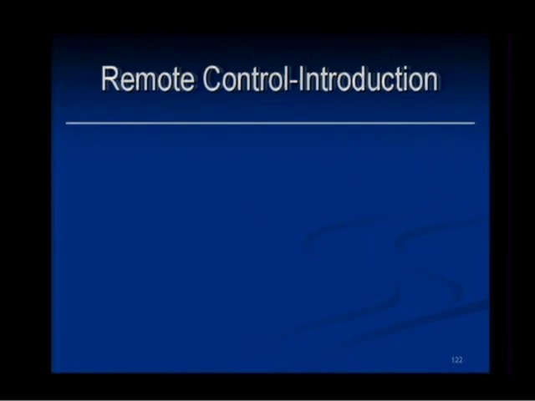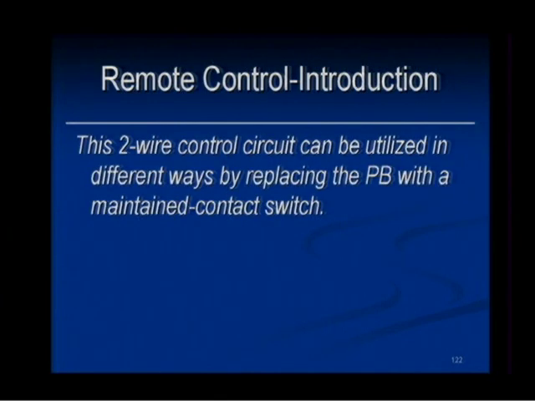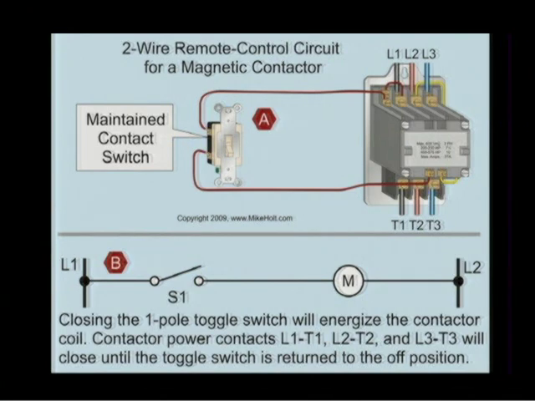Let's go to remote control introduction. A 2-wire control circuit can be utilized in different ways by replacing the push button with a maintained contact switch. Well, that's one we just saw. Right now the switch is open, it's off, the coil is de-energized. Turn the switch on, close the contacts, and you're maintaining that coil, which closes the 3 main contacts, so that we can then get power to T1, T2, and T3.